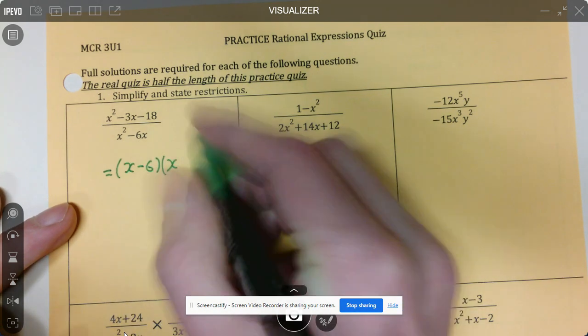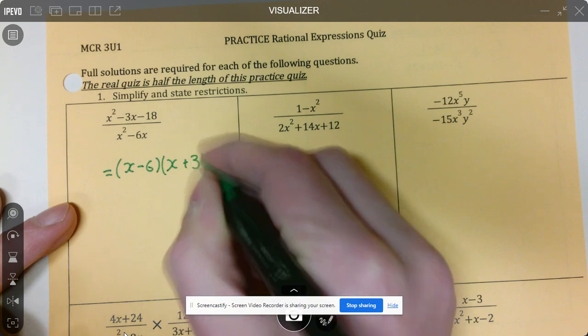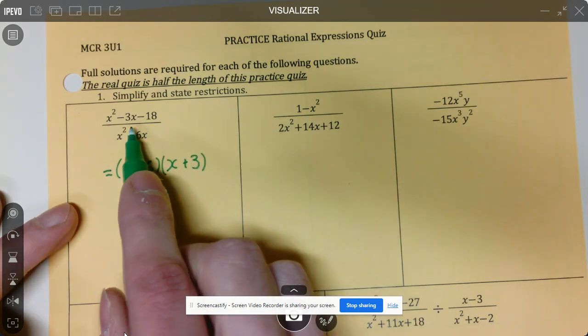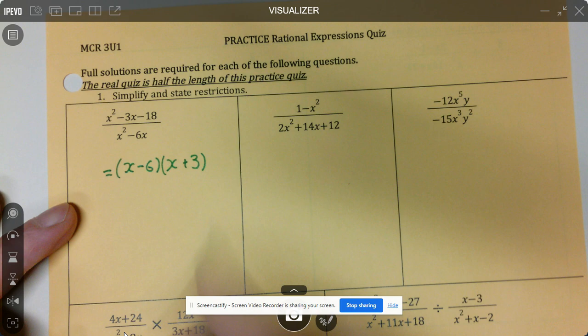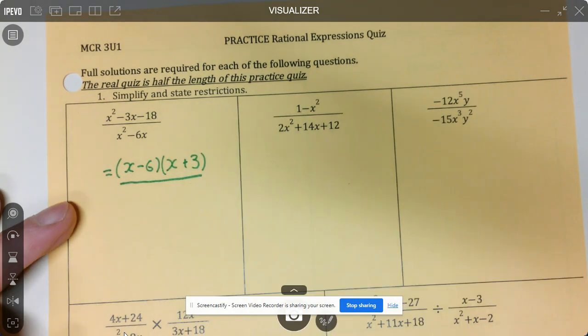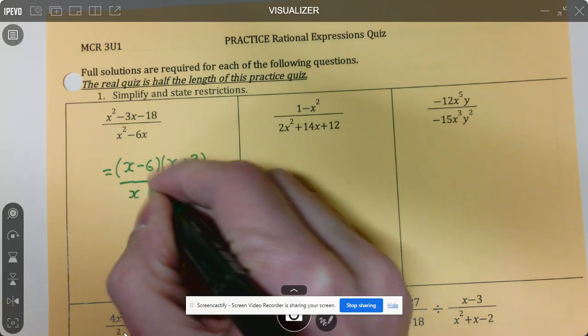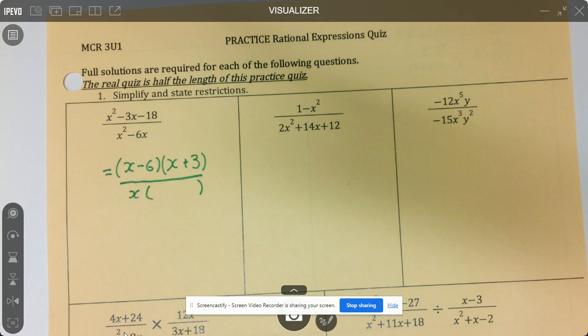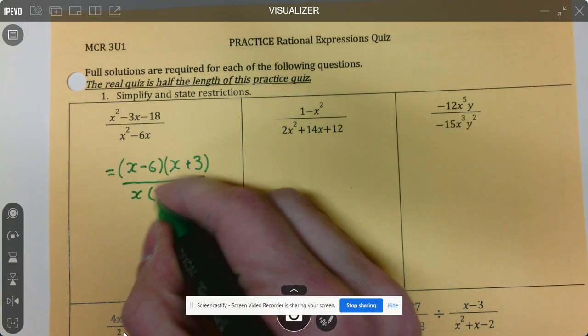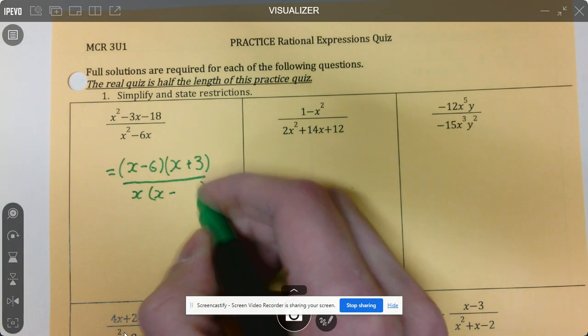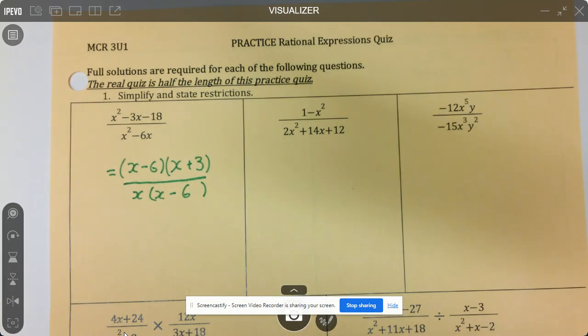If it's a simple trinomial, I'm looking at what two numbers multiply to c and add to b. So in this case, it's -6 and +3. In the denominator, I don't have a trinomial. I don't have a difference of squares. So I can just look for a common factor. Both these terms share an x. So I'm going to bring that out front, divide both terms by x. X squared divided by x is x. -6x divided by x is -6.